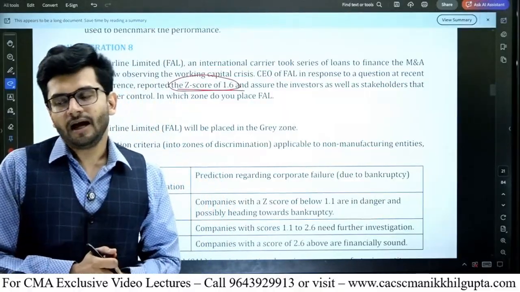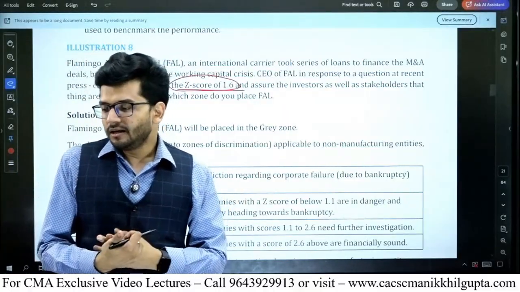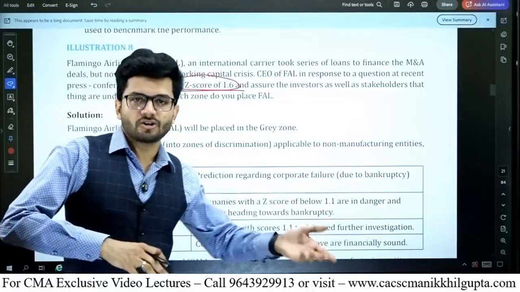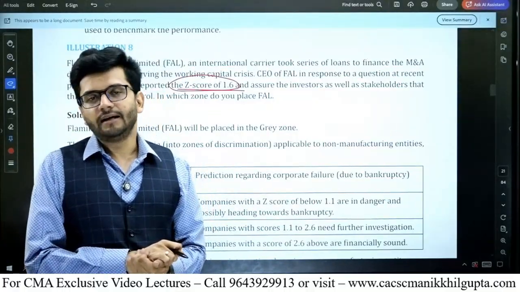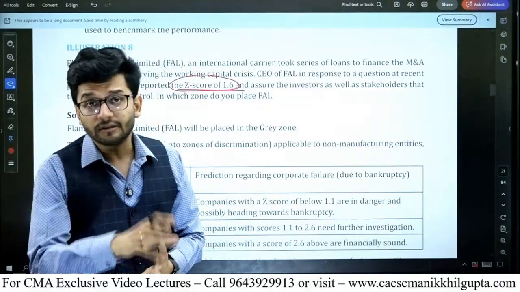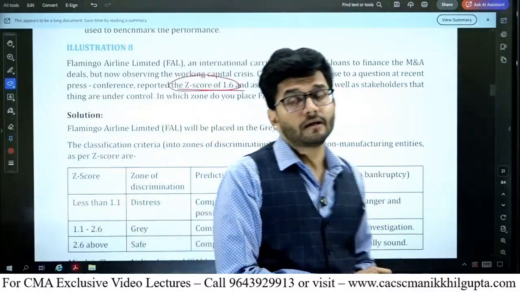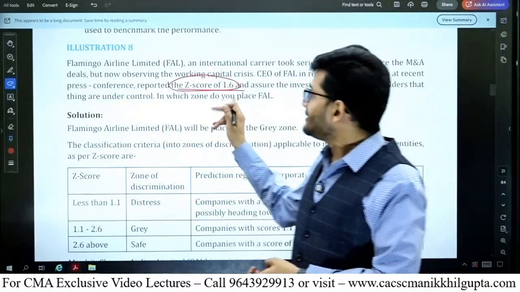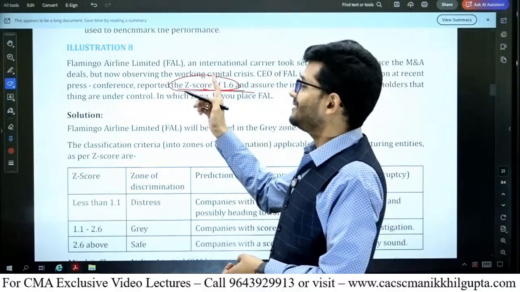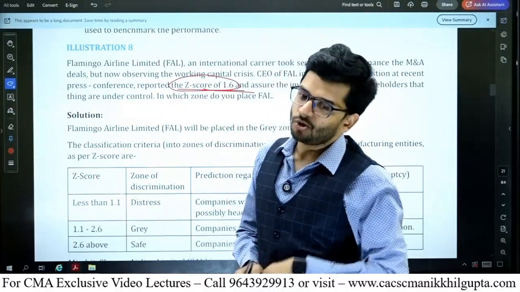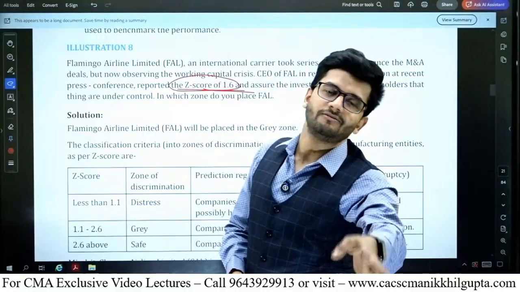1.6 lies in the gray zone, and the analysis of the gray zone is very clear that further investigations are required when you are in the gray zone, and analysis of further elements of your financial statements is required to be done. Mostly in the examination, guys, a direct answer will not be given to you. Over here, the Z score is given to you, but in the examination you will be required to compute the Z score, then give your comments.